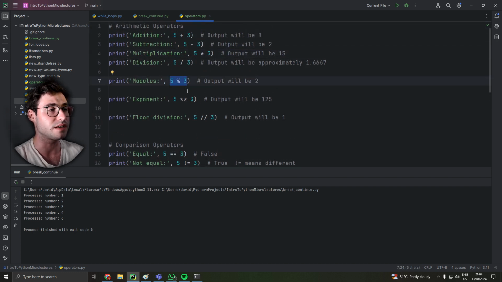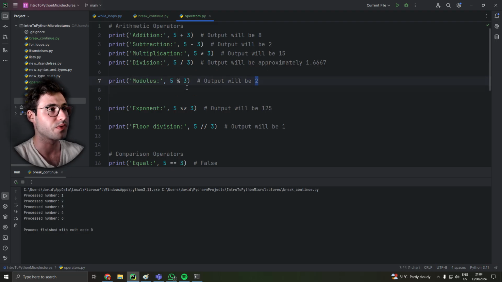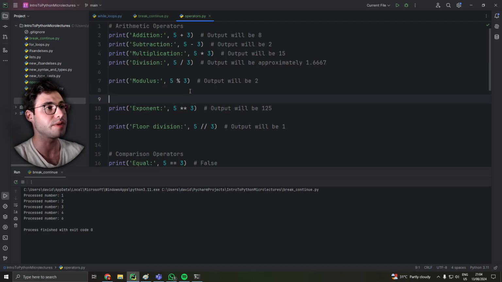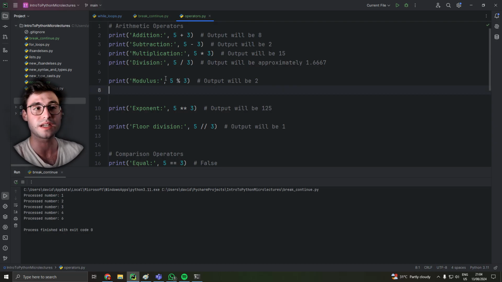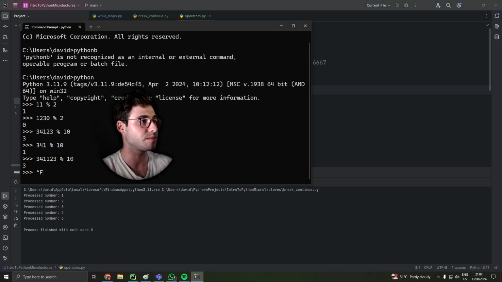Modulus is the remainder of the division between two numbers. What does that mean? It means that if we divide 5 by 3, we will get the remainder 2. This might not be obvious in what it's useful for, but for example, it can be used for, among other things, determining if a number is even or odd by checking its remainder when dividing by 2, and also you can take the last digit of a number by checking the remainder when dividing it by 10. Let's show you a few examples in the Python terminal.